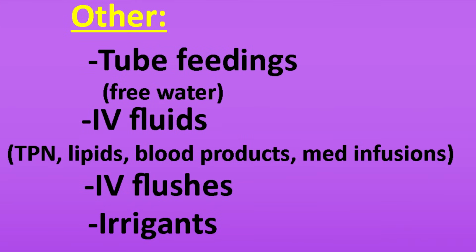Some other miscellaneous things included in this intake calculation are tube feedings, like the tube feeding that you would feed them through their PEG tube, whatever type of tube they have. Also, don't forget the free water flushes that they'll receive as well. And any type of IV fluids, central line fluids. This can include TPN, lipids, blood products, any med infusions or flushes. And next, IV flushes, don't forget those. And any irrigants like continuous bladder irrigation, things like that.